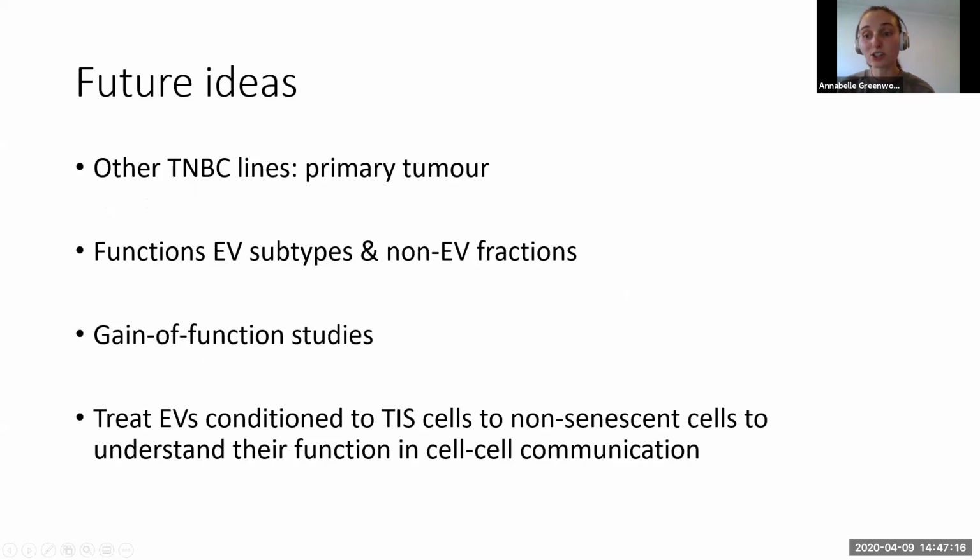Cool. I just jotted down a few future ideas or future papers that they could do. First off, they should really validate in another cell line, so another triple negative breast cancer cell line or something similar. Perhaps a primary tumor one, a P53 mutant one, or something like that. So there's some differences there.